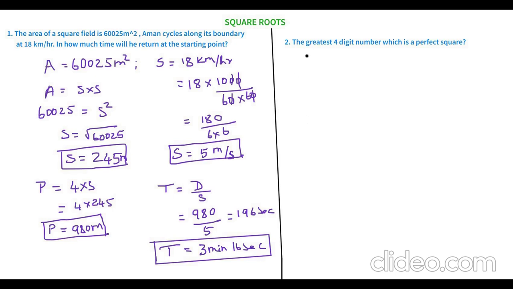So the greatest 4-digit number, which we all know, is 9,999. So we know that the greatest number is 9,999. But the question is, which is a perfect square? So let's do the division method of finding the square root and let's see what is the remainder. And that remainder we can subtract from this number so that we get our perfect square.